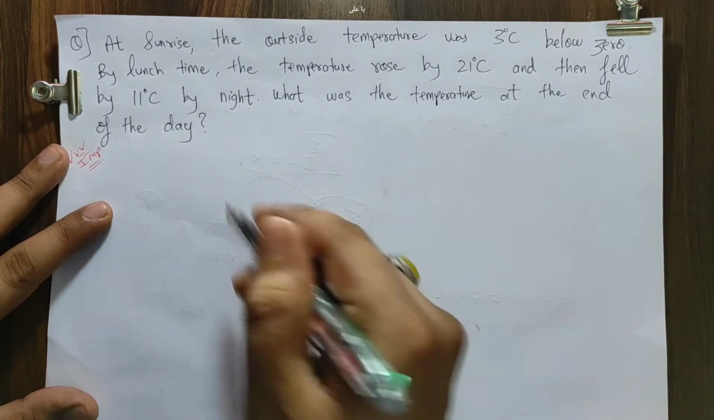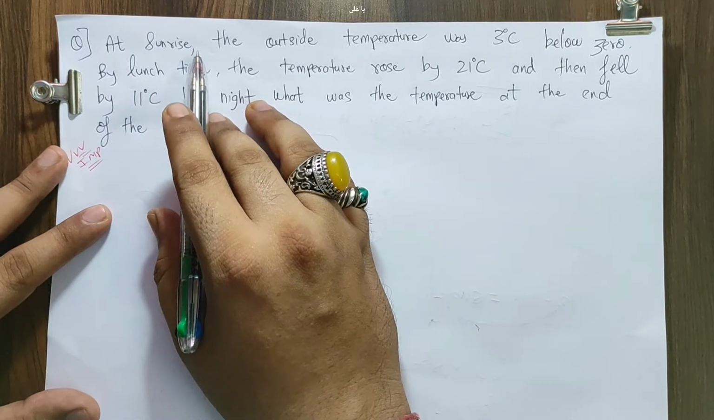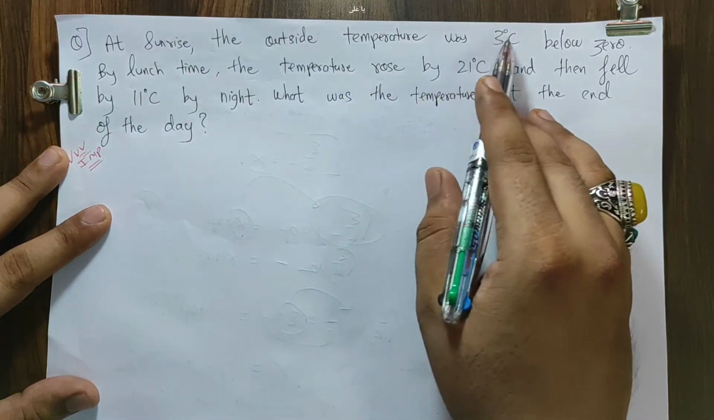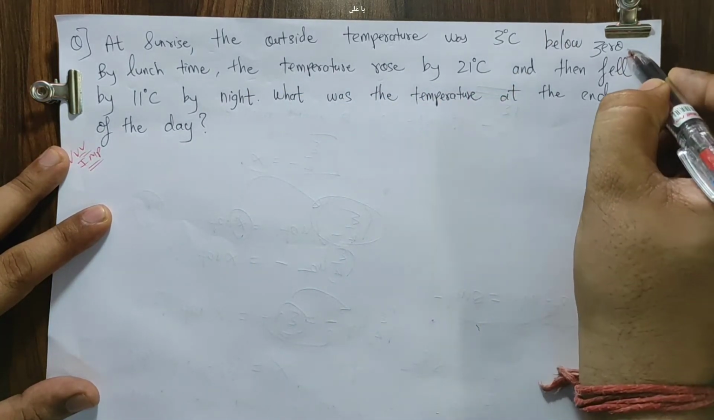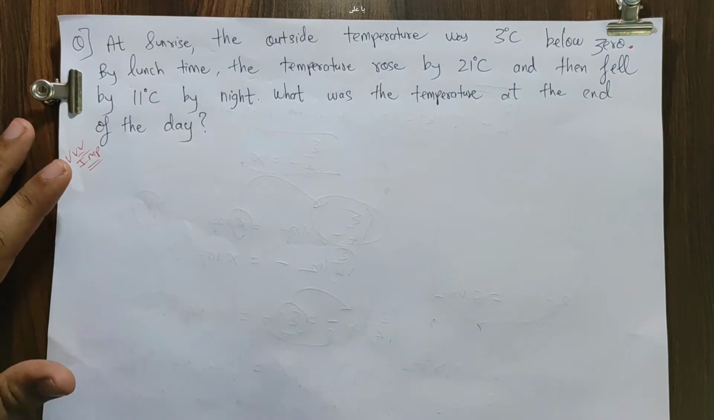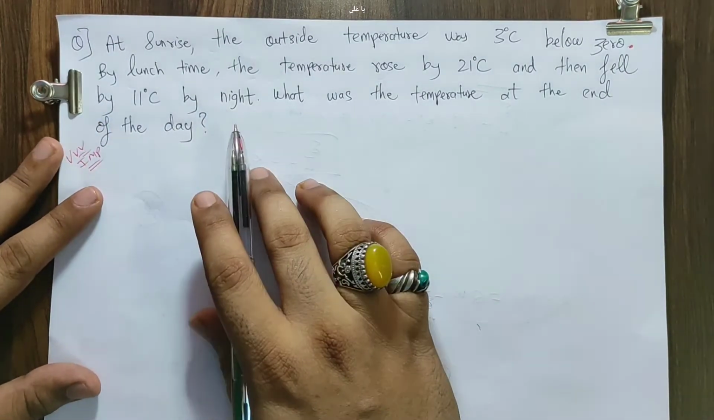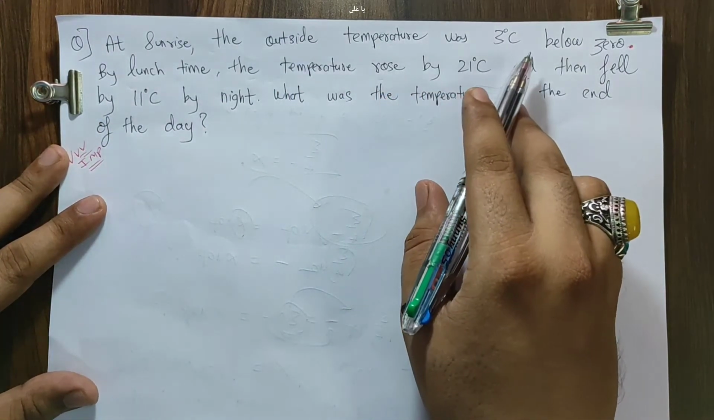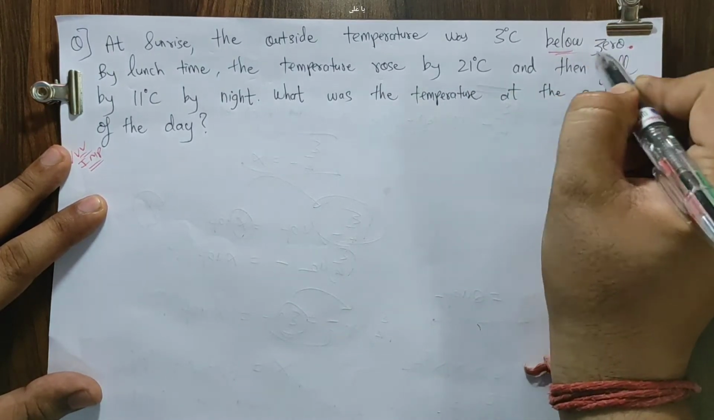Okay, so let's start, all of you. At sunrise, the outside temperature was 3 degrees Celsius below zero, and here it's a full stop. Once again I am reading it. At sunrise, the outside temperature was 3 degrees Celsius below zero.